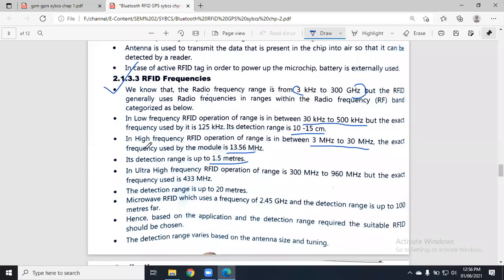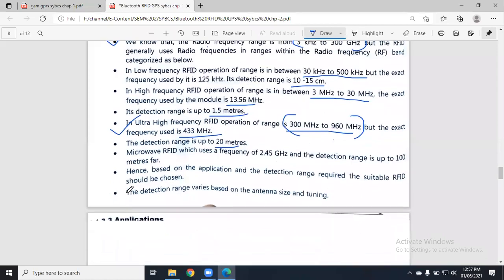Next up, after low and high frequency, we have ultra high frequency. Ultra high means what? Greater than high frequency. The ultra high frequency RFID operation range is 300 megahertz to 960 megahertz, but the exact frequency used is 433 megahertz. In this range, we can use ultra high frequency, but the exact frequency is about 433 megahertz. And the range of this frequency is about 20 meters. As you can see, 1.5 meters to 20 meters, which is quite a big range.